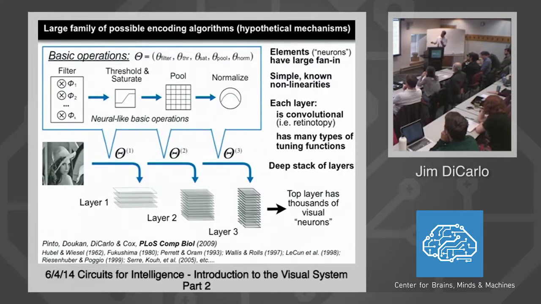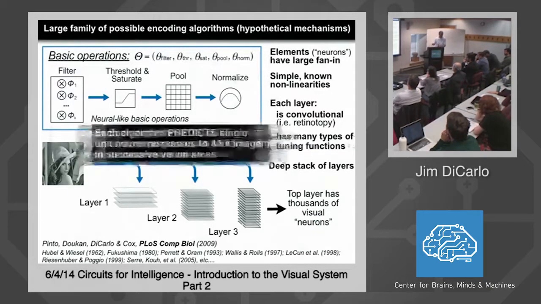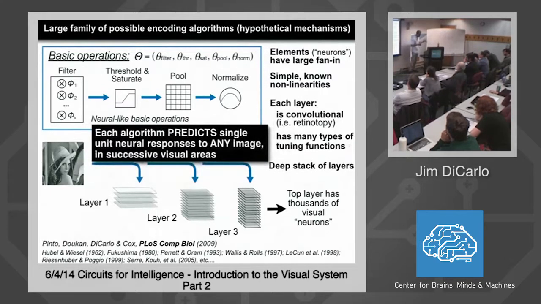Each layer has many types of tuning functions, so here's like a V1 model. You can imagine different orientation filters applied across the visual field. Here are some other complex nonlinear functions on the input, again applied across the visual field. That's what convolutional means. And it's deep, and so Yann would say, well, as long as it's three levels, he's allowed to call it deep. Deep means greater than 3, at least according to Yann.